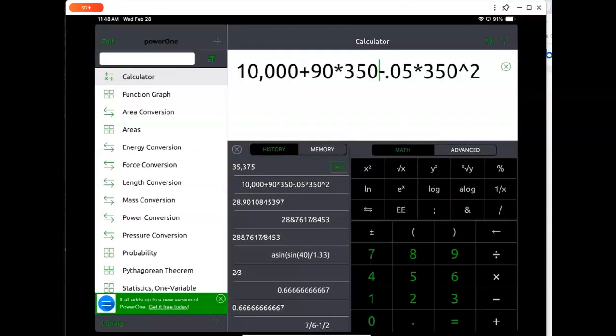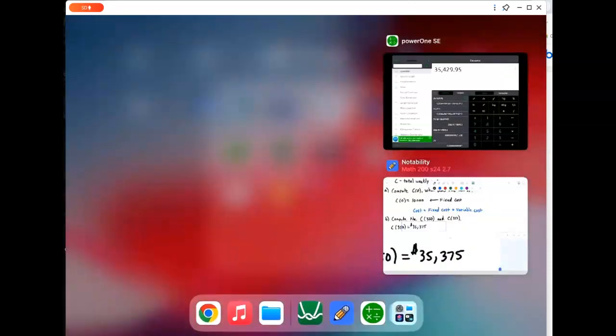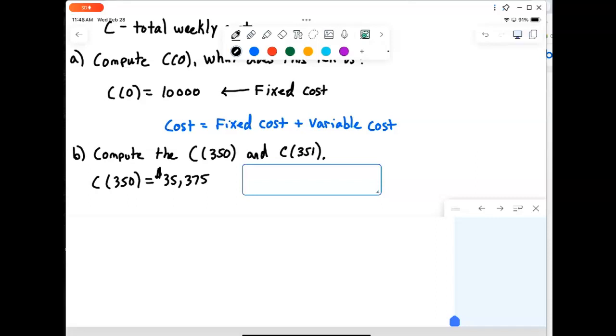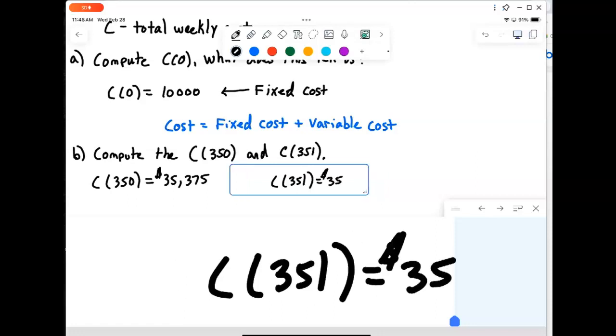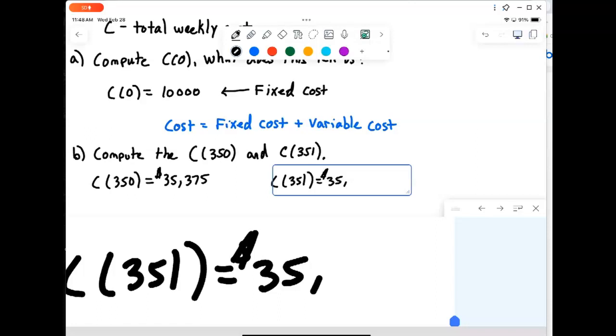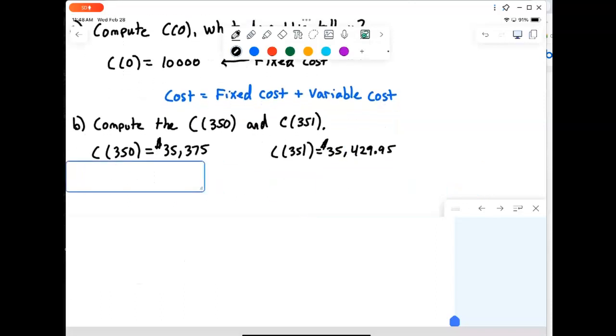So 0.05 times 350 squared. So that we get a cost of $35,375. Right? And we did the exact same thing, plugging in 351. And I'm just going to go in and do a little edit, save myself some time. 351 and 351. And we'll find out the cost of 351 is $35,429.95. So the C of 351 is $35,429.95. And of course, we could compute the cost for any other ones of those as well.